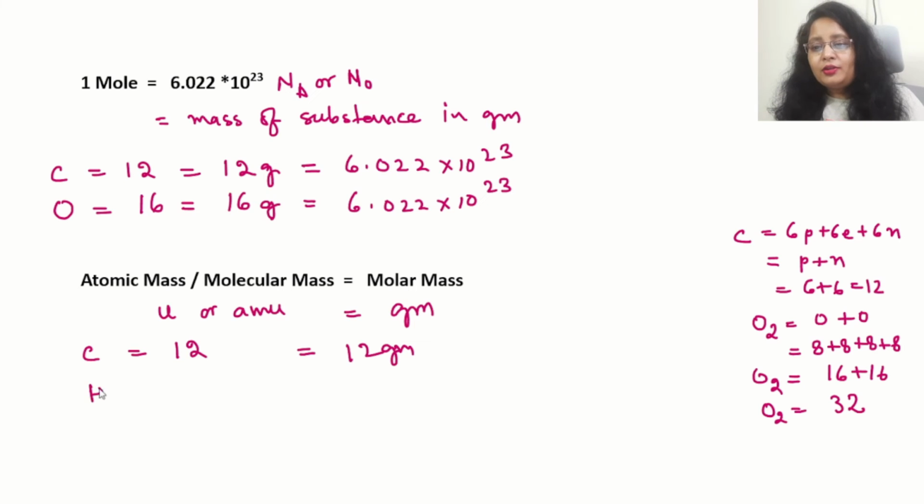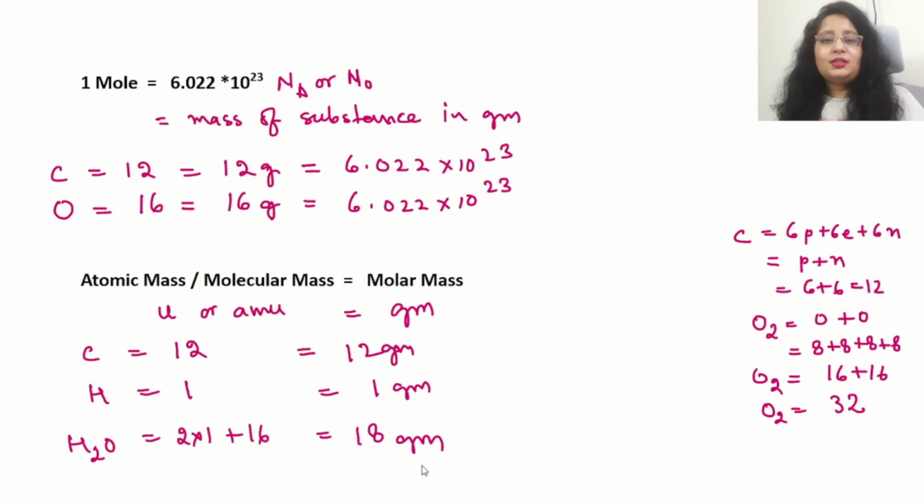For hydrogen, atomic mass is 1, the molar mass is 1 gram. For H2O, now H2O is a molecule. Molecular mass is 2 into 1 for hydrogen plus 16 for oxygen. So it is 18 gram. This is the calculation of molar mass in grams. This is also 18 and this is also 18. The value will be the same, the unit will be different. This is 12 u, 1 u, 18 u. We can write like that. Now this is the story.